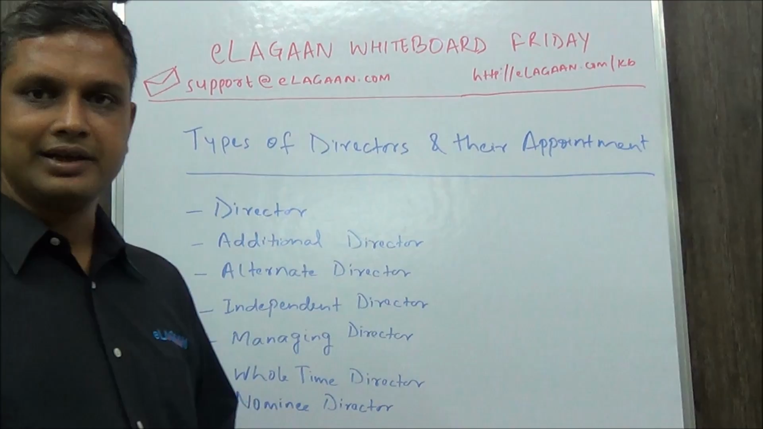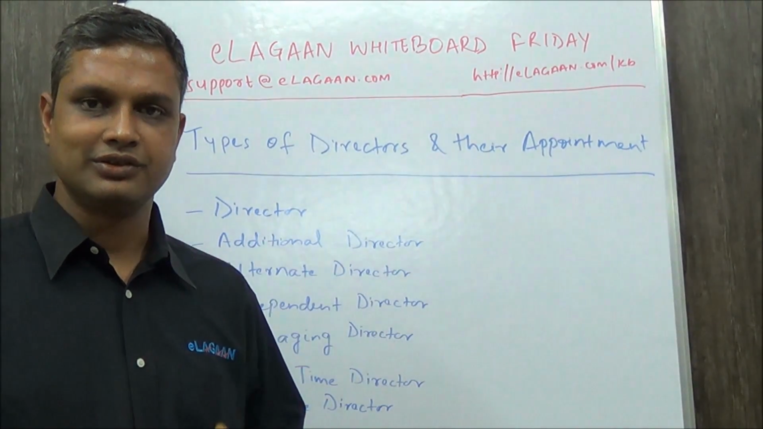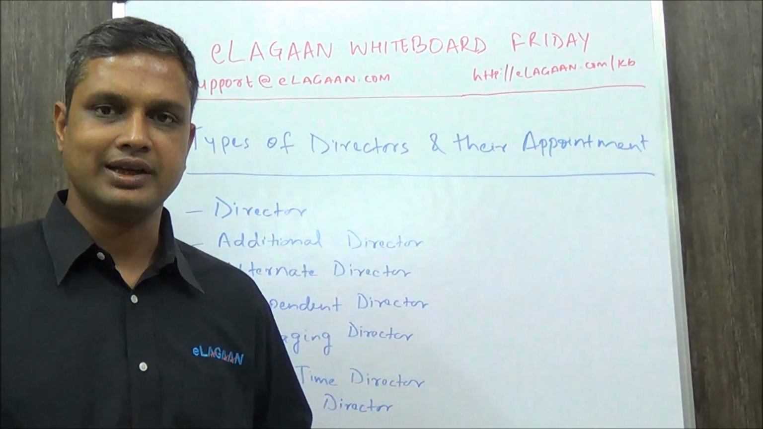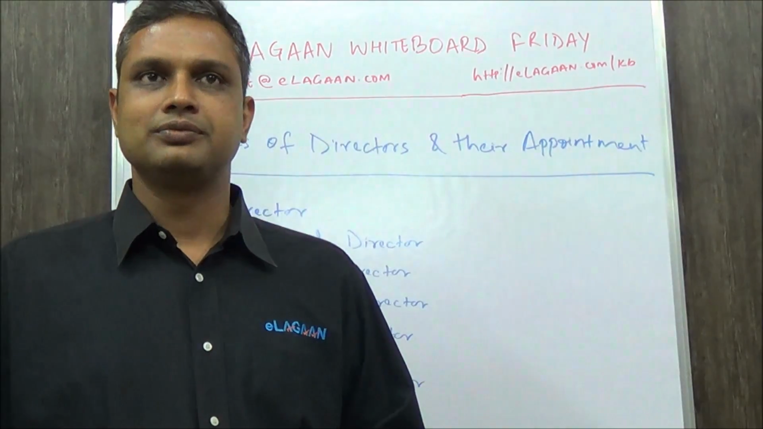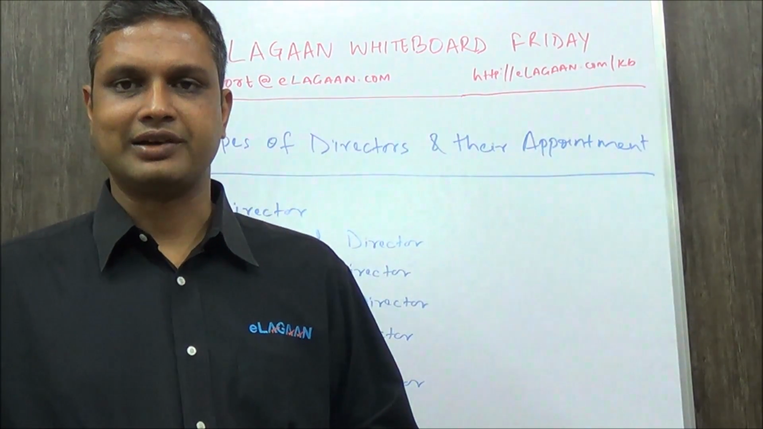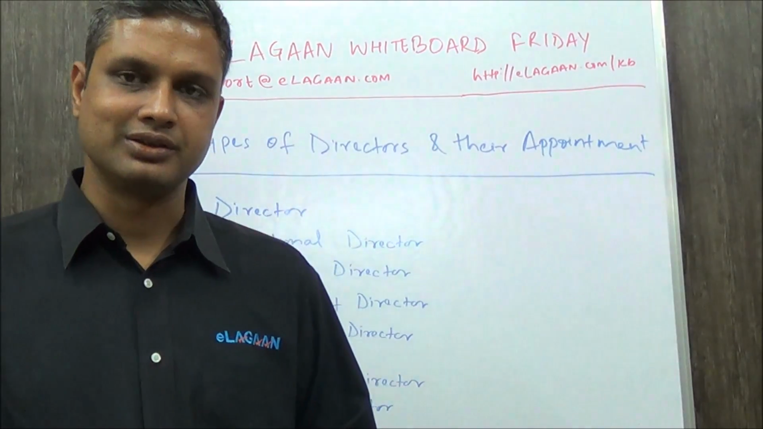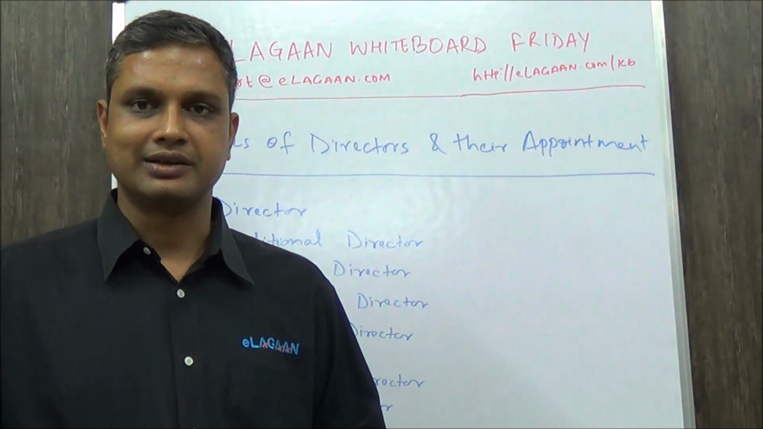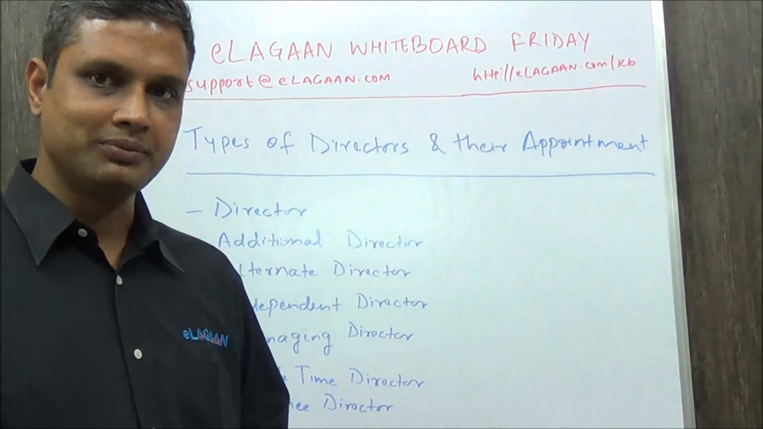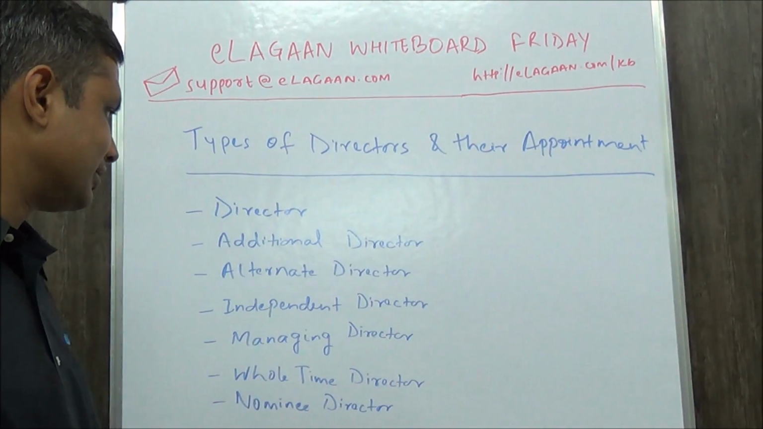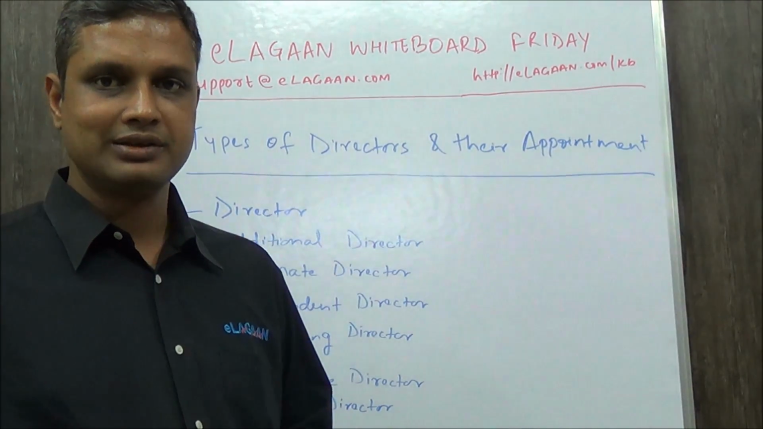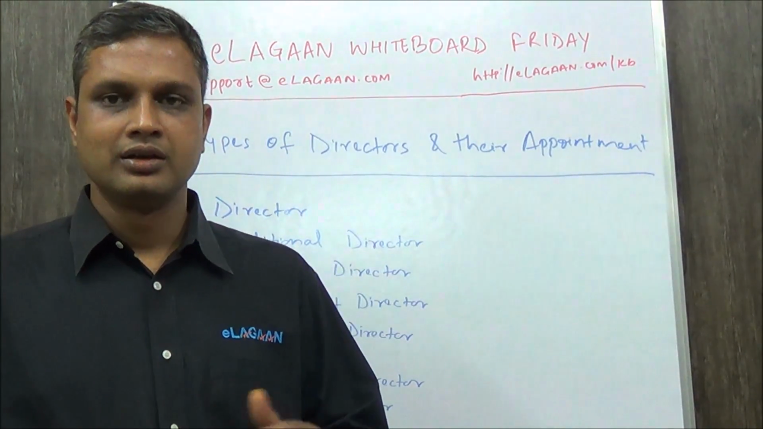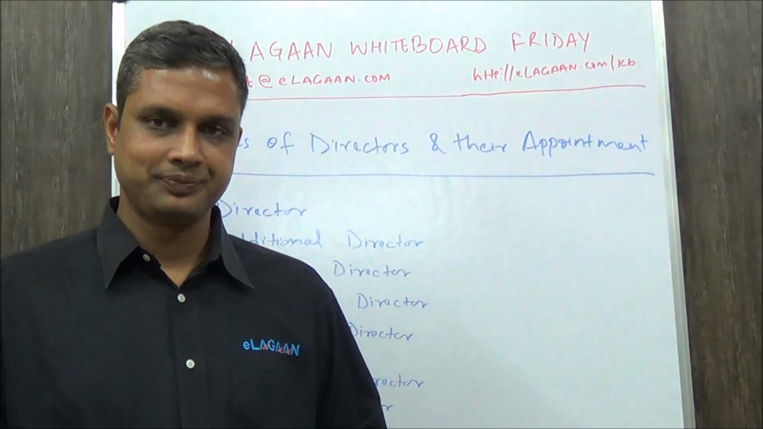Now comes the alternate director. As the name suggests, this is generally a person who is alternate to an existing director. This is again a temporary position. If a director is traveling outside India for more than 3 months, then he can appoint somebody else as an alternate director in his place. If the company agrees, and if any of the directors is traveling outside India for more than 3 months, then only can a person be appointed as an alternate director to a particular director.